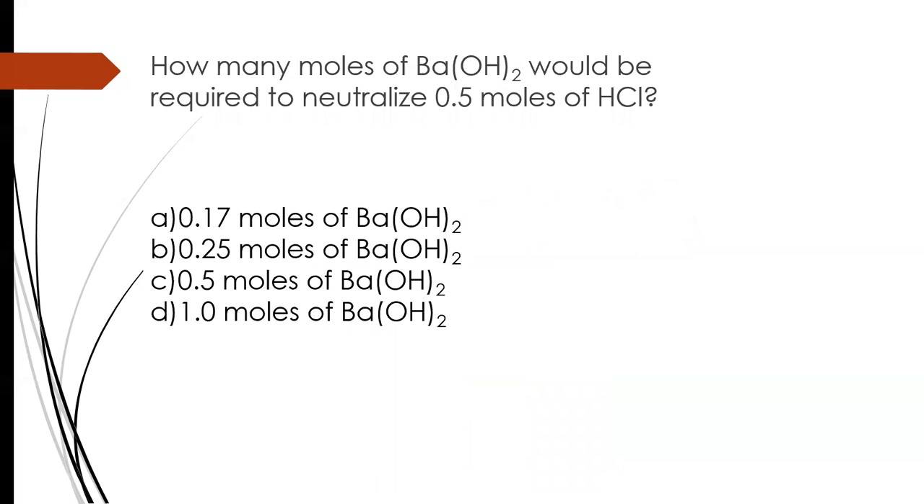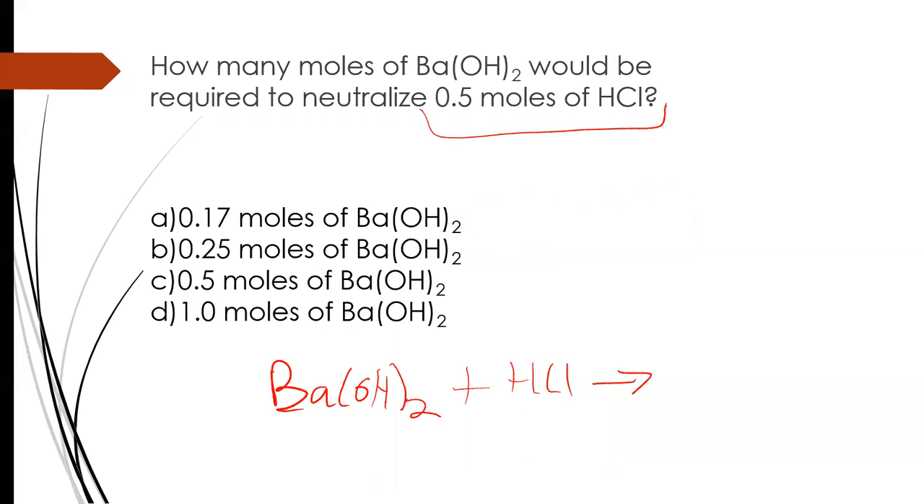Second part. Let's look at this barium hydroxide and how many moles of it would be required to neutralize 0.5 moles of HCl. The first thing you have to do is draw out your equation anytime we're comparing one to another. This is going to be a neutralization. We have an acid and our base, and so we should make our water.